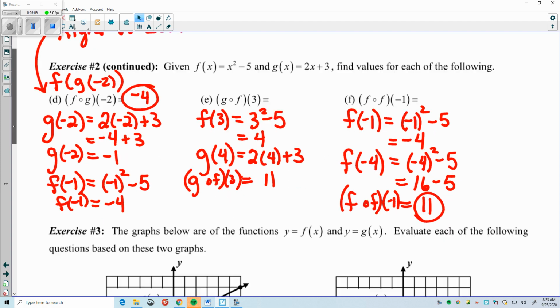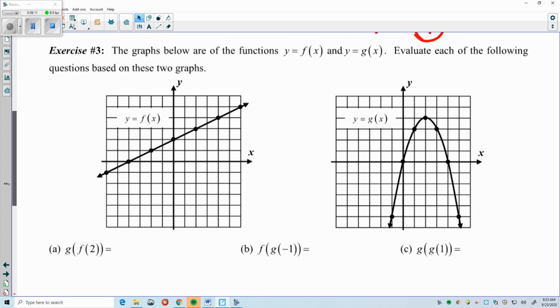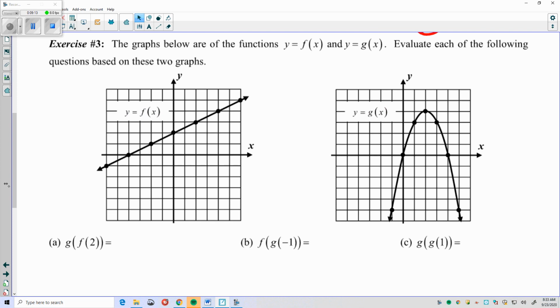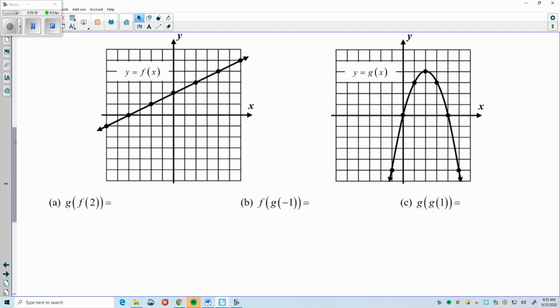Okay. You can also take a look at this on graphs. Same idea with graphs. It's going to be evaluating it the same way. So like you can see from these first two notations, I have to work inside out, but I have to be careful which graph I'm looking at. So we're going to start here. So it's saying the f of 2. So here's my f graph on the left.